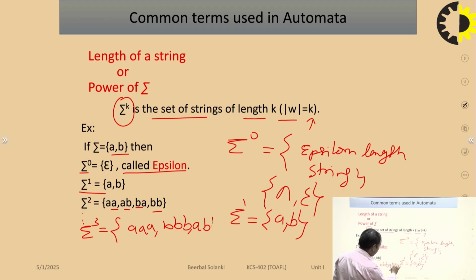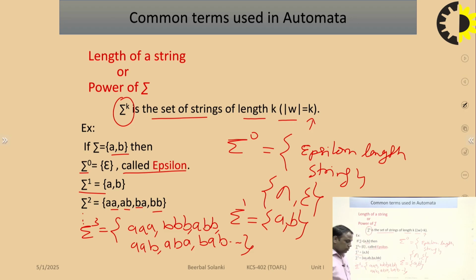AAB, AAB, ABA, BAB, like that. So here sigma power represents the length of the string.